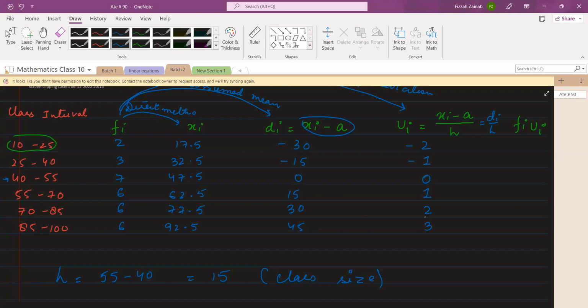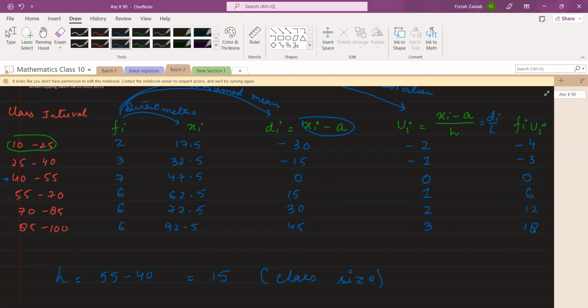Now you multiply Fi into Ui. So 2 into 2, 4, so minus 4. 3 into 1, minus 3. 7 into 0, 0. 6 into 1, 6. 6 into 2, 12. 6 into 3 is 18.